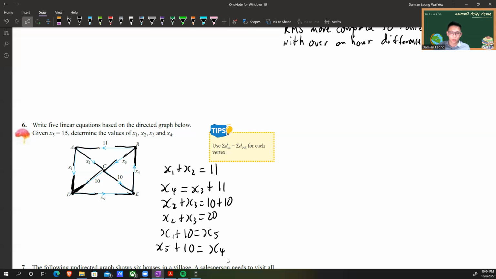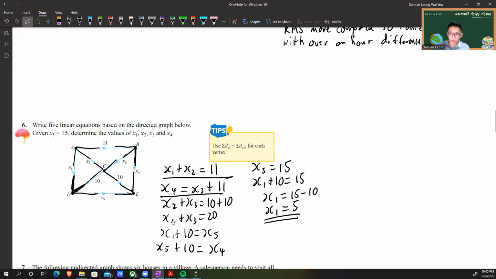Right. So from here, we need to solve your linear equations. You're given x5 equals 15. x5 equals 15 means x1 plus 10 equals 15, x1 is 15 minus 10, which is 5. So I get x1 is 5. These are the 5 equations. Then I can put x5 to get x4 also. So 15 plus 10 equals x4. x4 will be 25. There I have the x4.